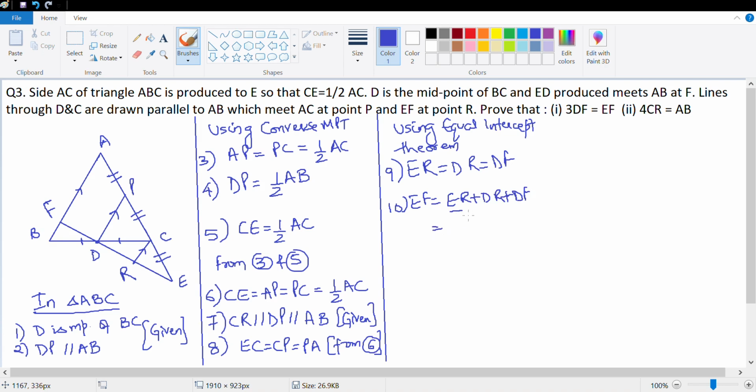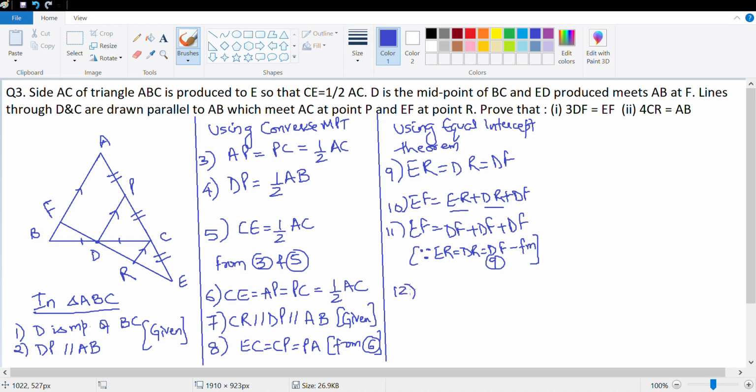Let's replace ER and DR with DF. Perfect. So ER with DF, DR with DF, and DF is DF. Right. So this is number 11. Why? Since ER is equal to DR is equal to DF. This is from number 9.